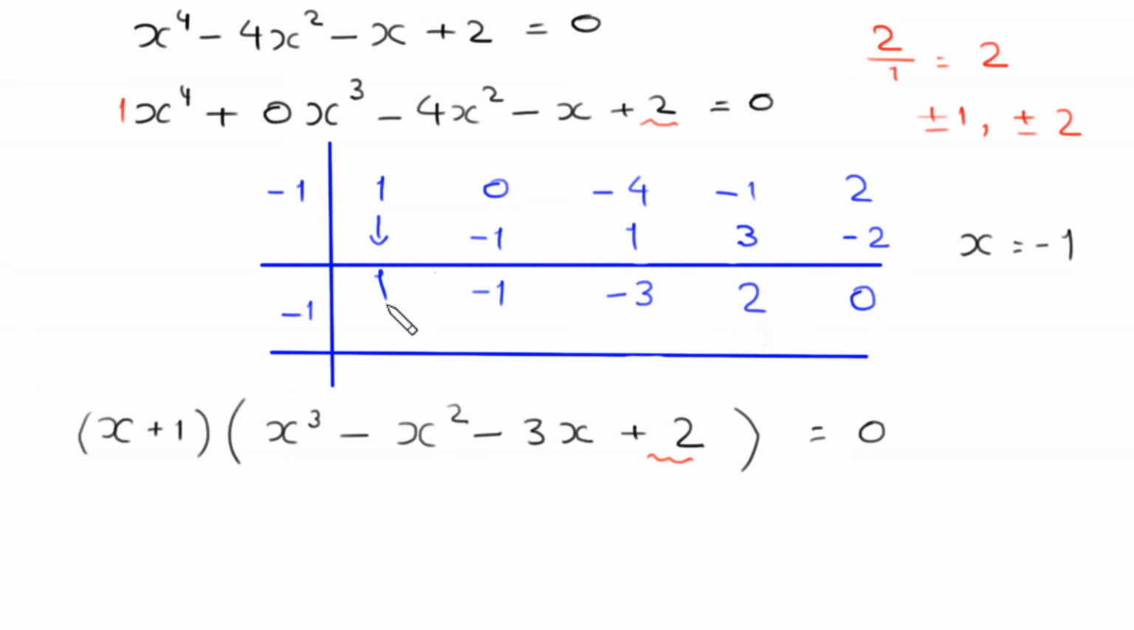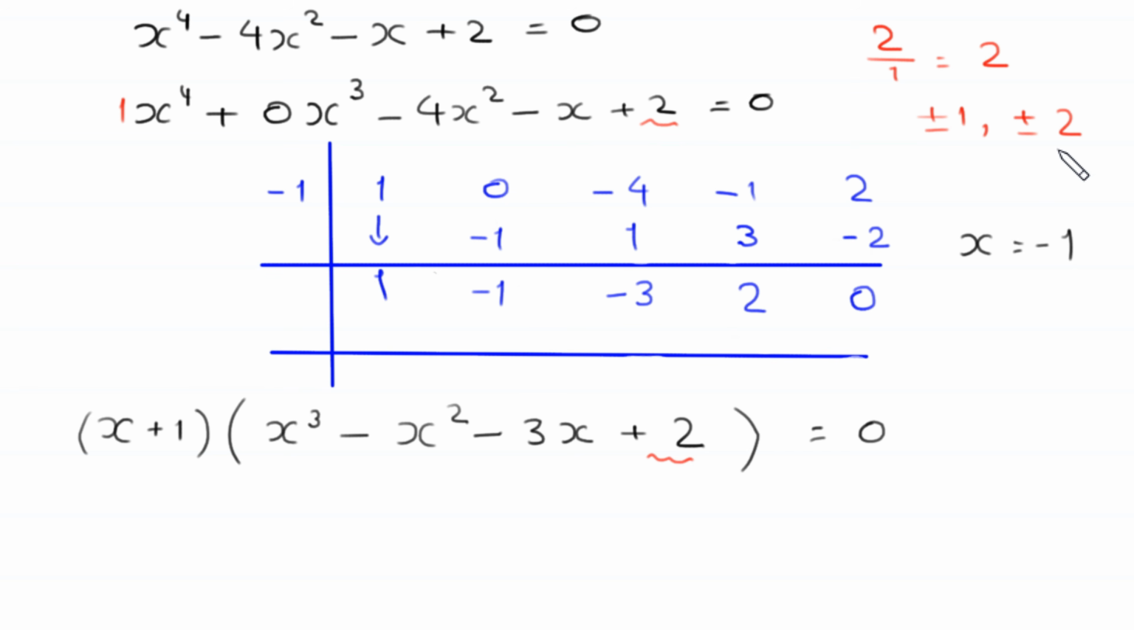Negative 1, this one comes down as it is, 1. We multiply this one by this negative 1. 1 times negative 1 is negative 1. And we add these two numbers. Negative 1 plus negative 1 is negative 2. Negative 2 times this negative 1 is positive 2. And negative 3 plus 2, negative 1. Negative 1 multiplied by this negative 1, positive 1, and 2 plus 1 is 3, which is not equal to 0. So we remove this and try positive 2 now.